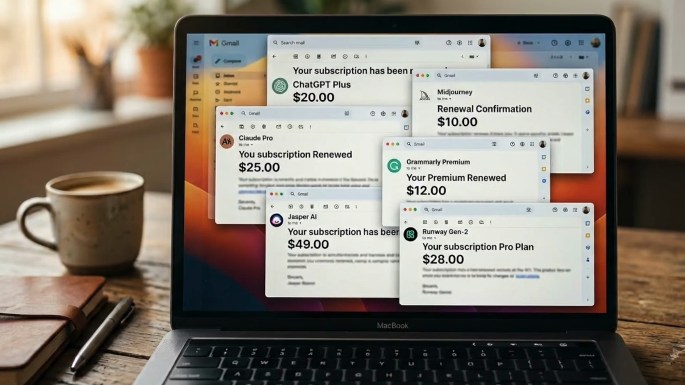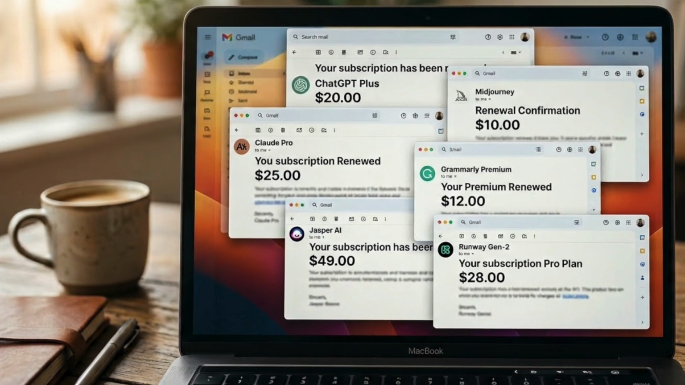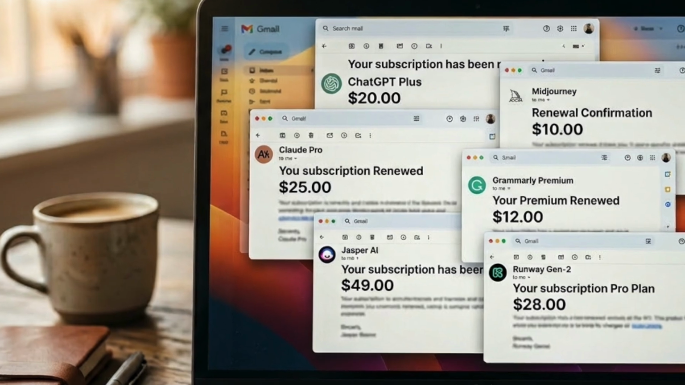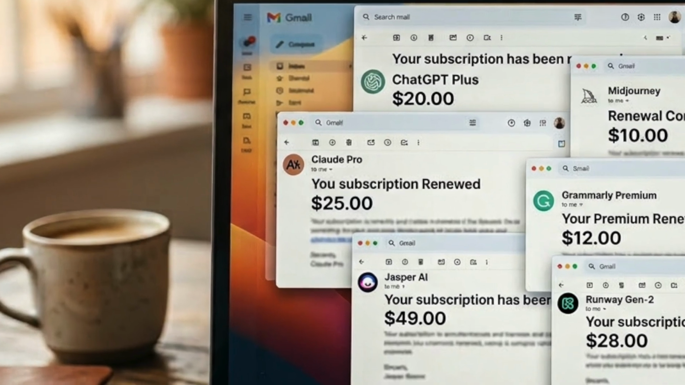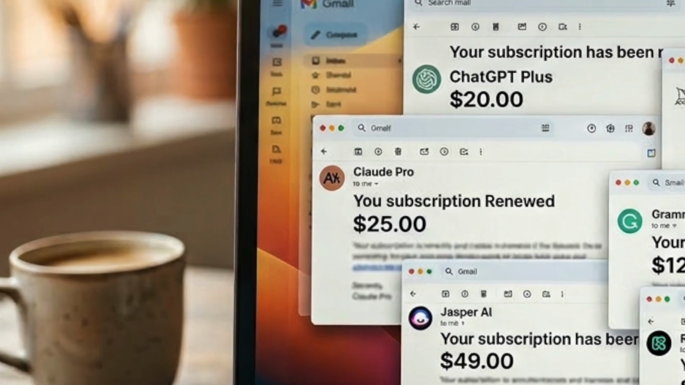Let me tell you about a conversation I had recently. I was working with an operations director. She was personally paying for 5 AI subscriptions. Her team had another 6. I asked her to explain what each one actually did. She could clearly explain 2 of those.